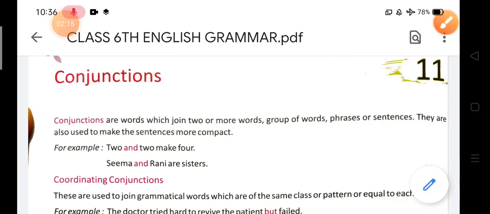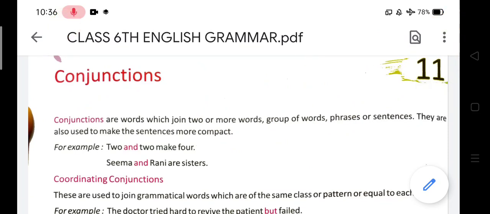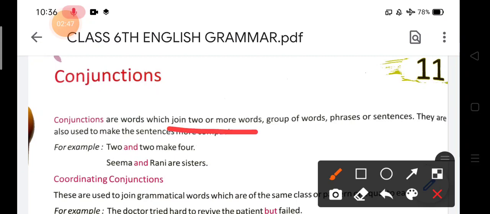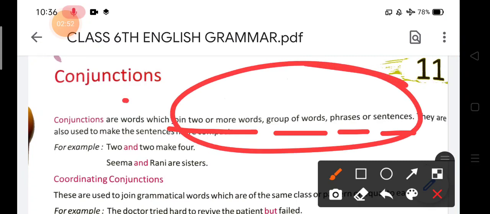You can see conjunctions are words which join two or more words. Group of words, यानी दो या दो से अधिक words को join करते हैं, या group of words को, group of words also they are joined, and phrases or sentences. It means they join four things. You can say group of words, two words, two or more than two words, group of words, phrases and sentences. They are all joined by conjunction.